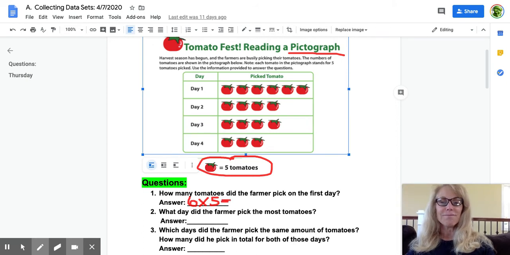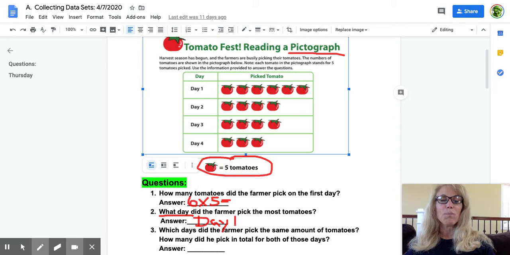All right, let's move to number 2. What day did the farmer pick the most tomatoes? So the question is, what day? Not how many. So let's go back up into the pictograph and find out what day did the farmer pick the most tomatoes. So it looks like it's day number 1. If you said number 1, you're correct. So day 1. Okay, let's go to 3.